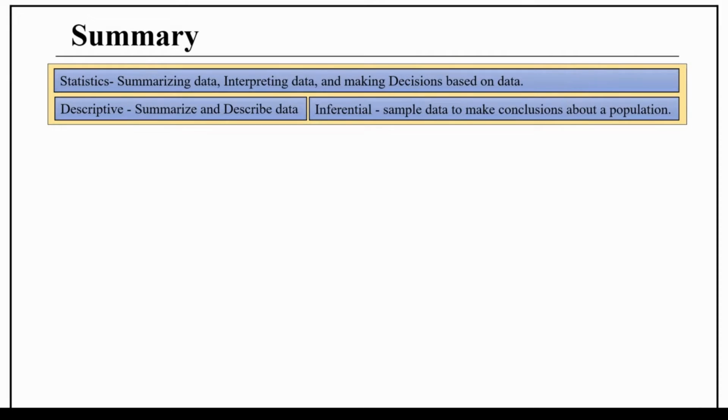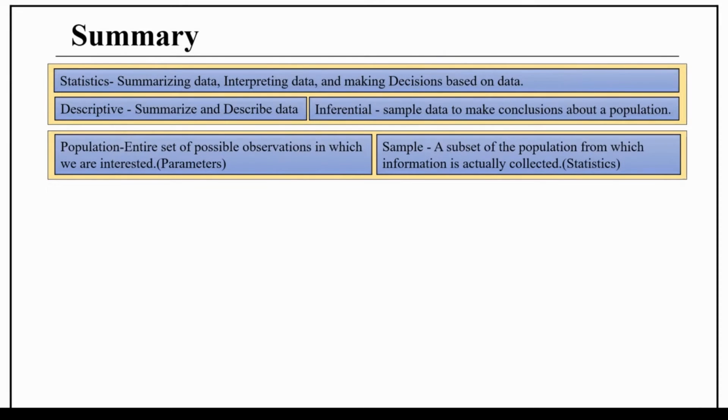The second topic which we have covered is population and sample. The population is the entire set of possible observations in which we are interested, and it is described by the population parameters. The second one is sample, where a sample is a subset of the population from which information is actually collected, and it is described by the sample statistics.